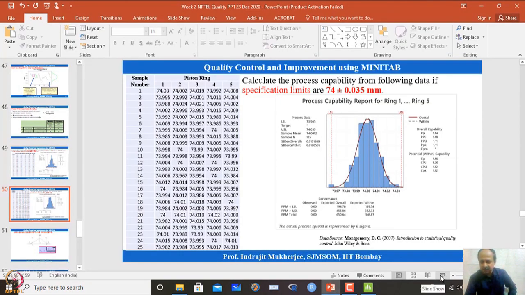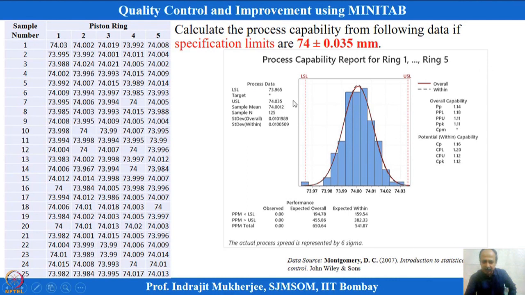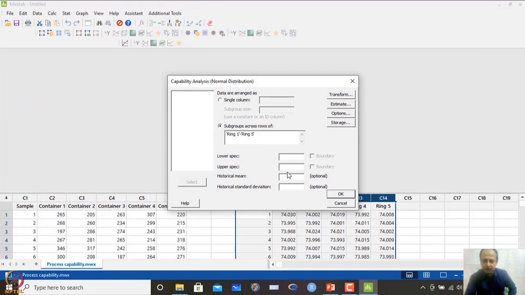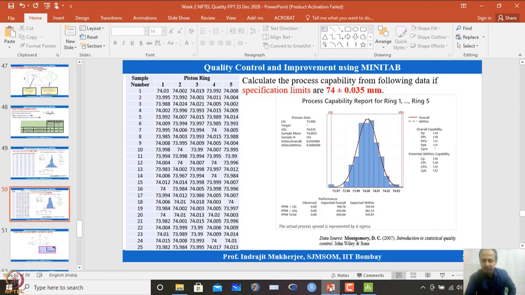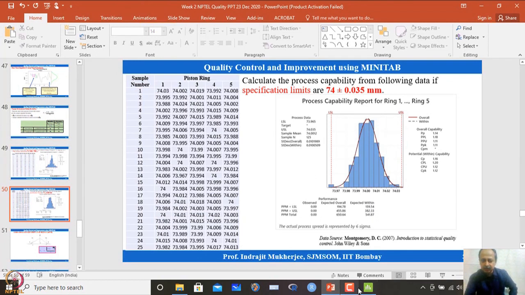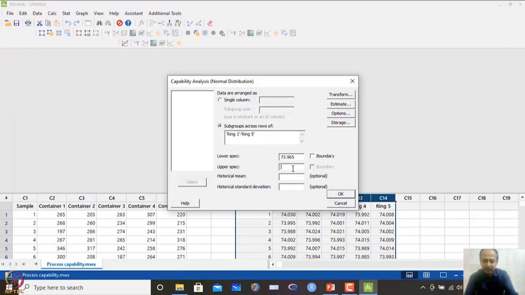So let me just check this one. 73.965, that I will put as the lower specification. 73.965 is the specification mentioned by the designer, and the upper specification will be equal to 74.035. Okay.